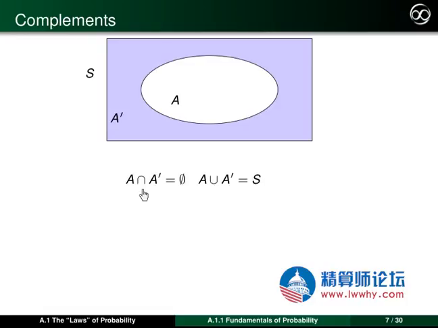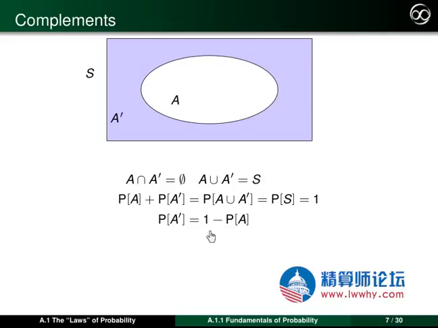How does this relate to probabilities? Well, the intersection is the empty set, and the union is the whole space. So the probability of A plus the probability of A complement equals the probability of the union, because there's no intersection probability to subtract. And the union is the sample space, which has probability 1. So the probability of A plus the probability of A complement add up to 1. The probability of A complement is therefore just 1 minus the chance of A. And we can actually do it the other way around. I could have subtracted the probability of A complement from both sides to get the probability of A is 1 minus the probability of A complement.